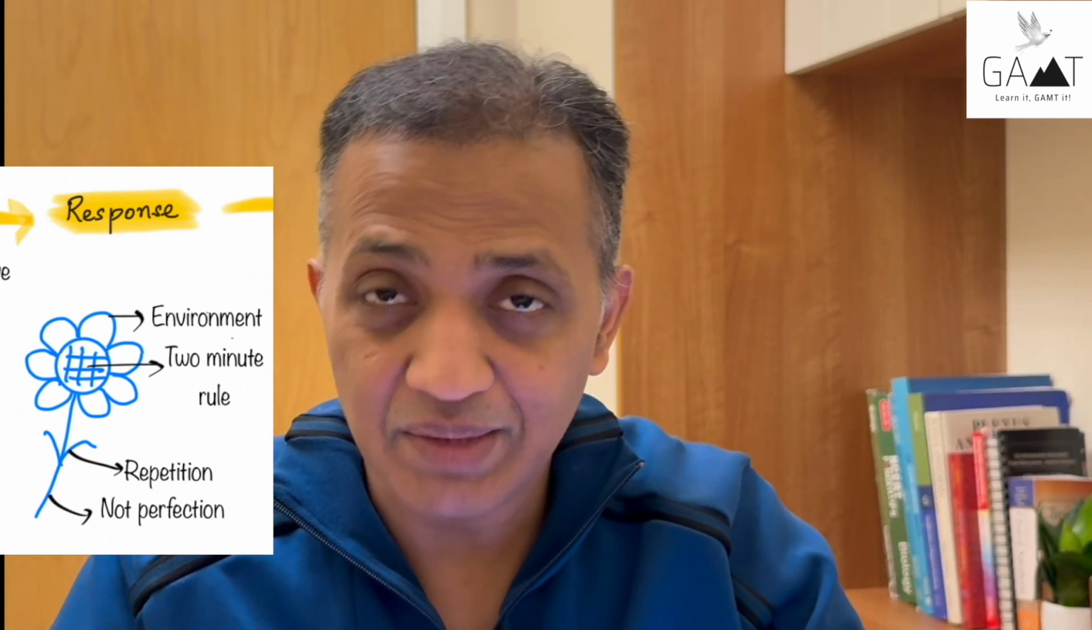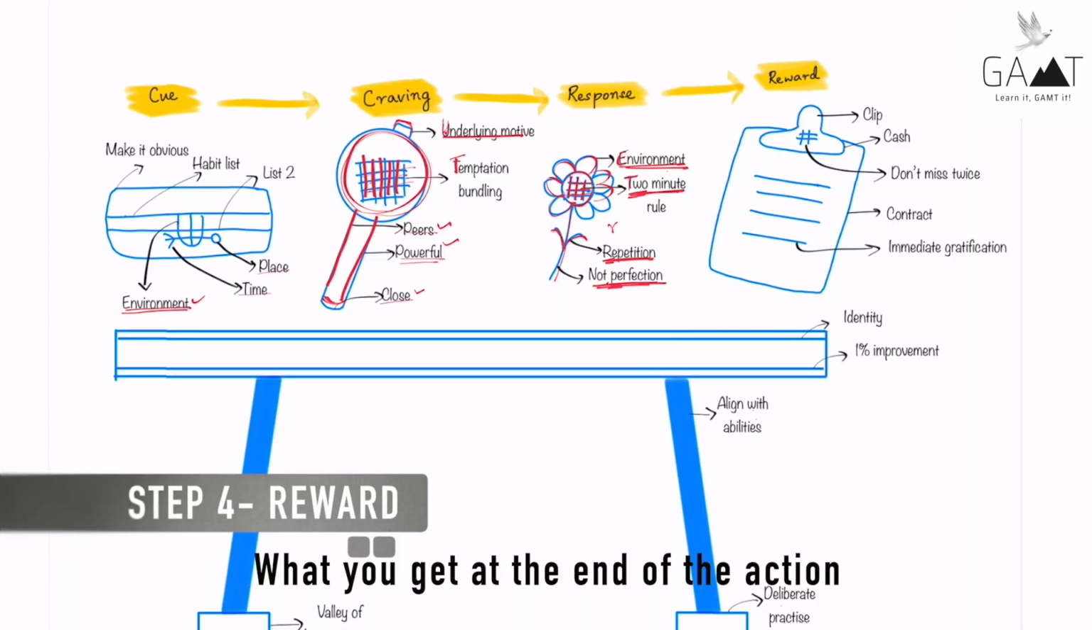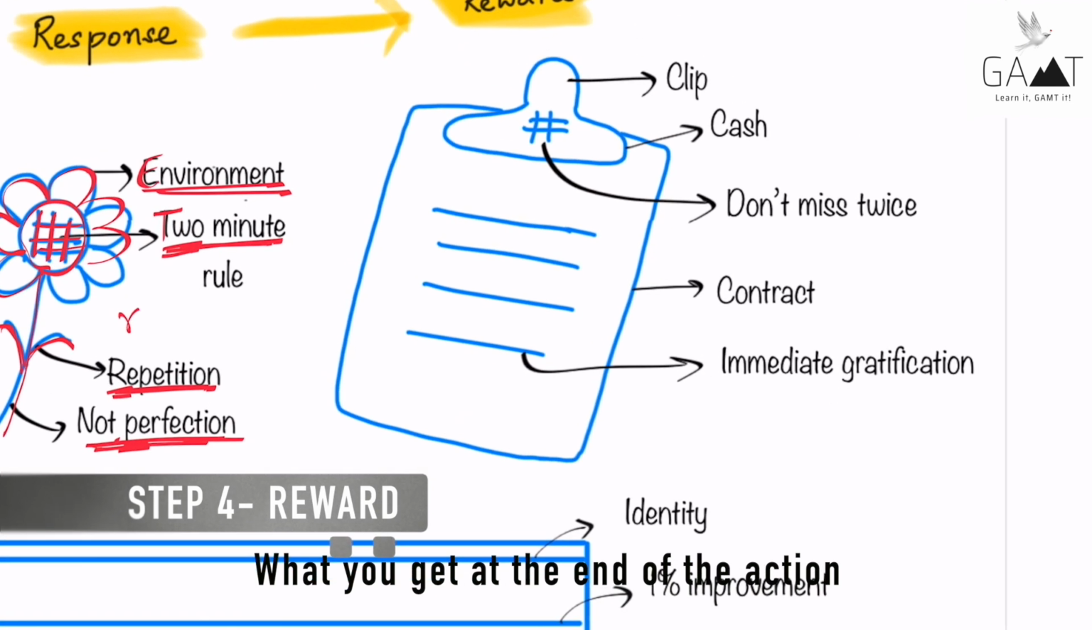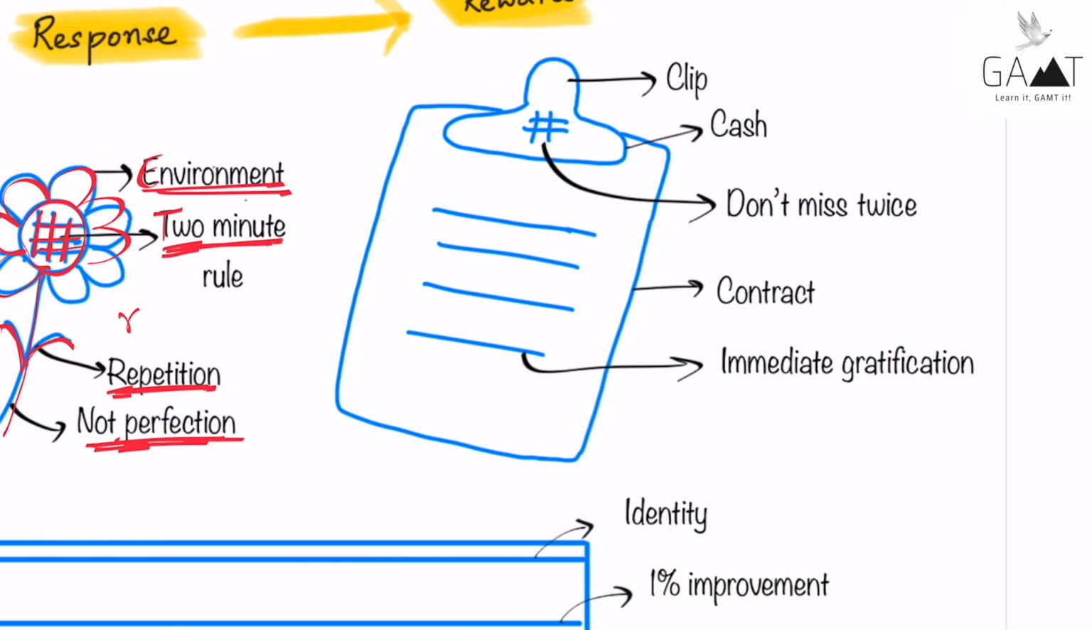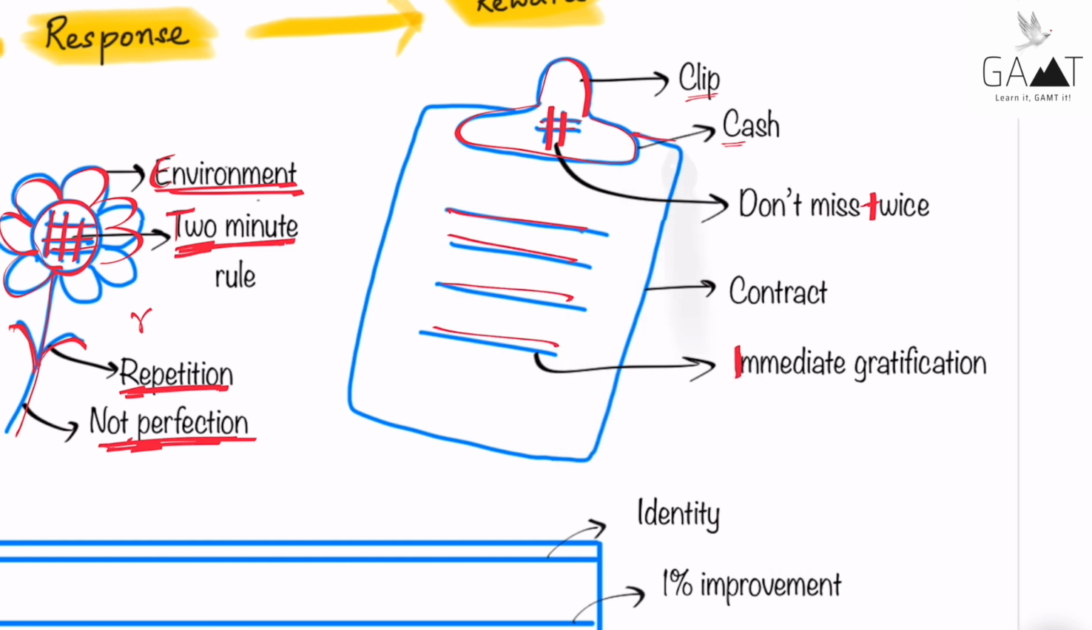Now we're going to go into the reward step of new habit formation. This clipboard has all the concepts that you need to remember and apply when you're creating a new habit. This part of the clip resembles the letter C, which stands for cache. The design on the clip resembles the letter T, which stands for twice. Don't miss twice. And the lines here all resemble the letter I, which stands for immediate gratification. This outline of the clipboard again resembles the letter C, which stands for habit contract.